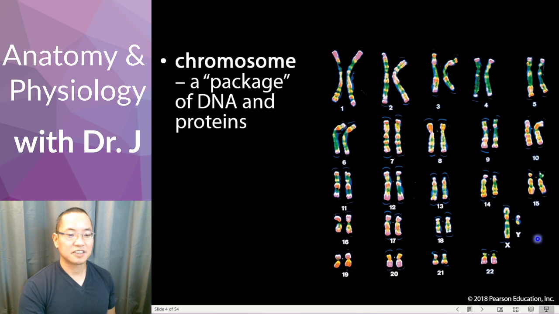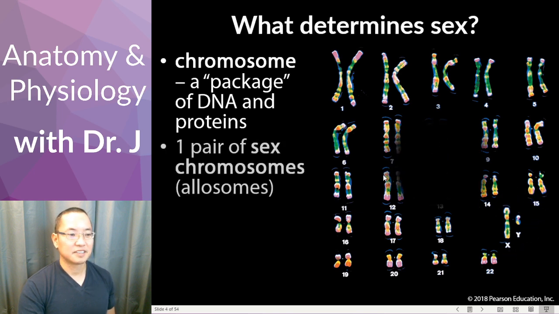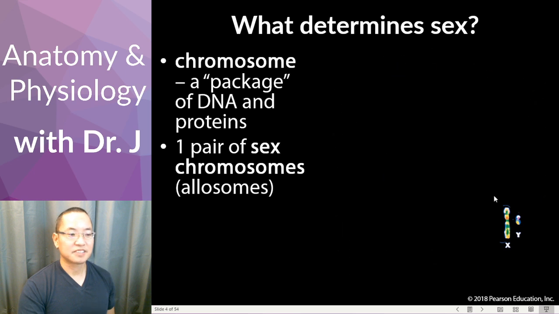And there are also these X and Y. What we have here is an X and Y chromosome. So what determines sex? Well, one pair of sex chromosomes is the primary determinant, the main factor in determining what an individual's sex is. Here we have XY, and if there's a Y chromosome, that's the primary determinant of whether a person is male. Sometimes they're called allosomes, but often they're just called sex chromosomes.